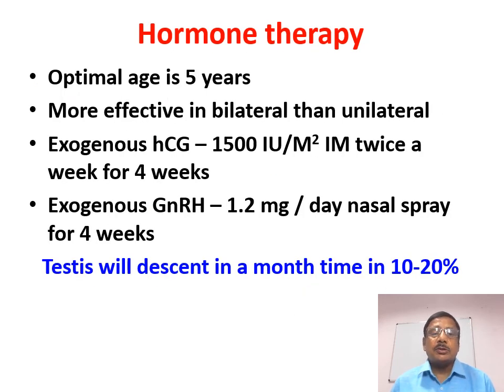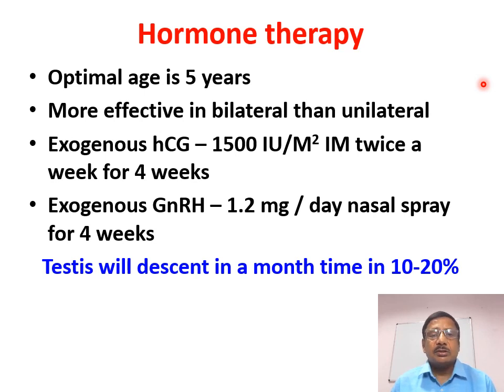Optimal age for hormone therapy is 5 years. Suppose a baby has come to you and 5 years have elapsed, then you can try for hormone therapy. But if you have diagnosed the baby at the age of 1 year, then the treatment will be surgical. Mind you, then you are not supposed to give hormone therapy. So optimal age otherwise is 5 years, and it is more effective in bilateral than unilateral undescended testes.